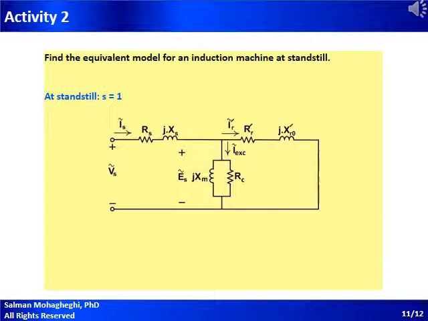You remember from the previous discussion that RR prime 1 minus S divided by S represents the load on the machine. It's a fictitious resistance, of course, but it represents the mechanical power that the motor is delivering to the load. If this is 0, that means the load has been short-circuited. So a machine that is operating at standstill, in other words, a machine that is not running, is representing a short-circuited machine.